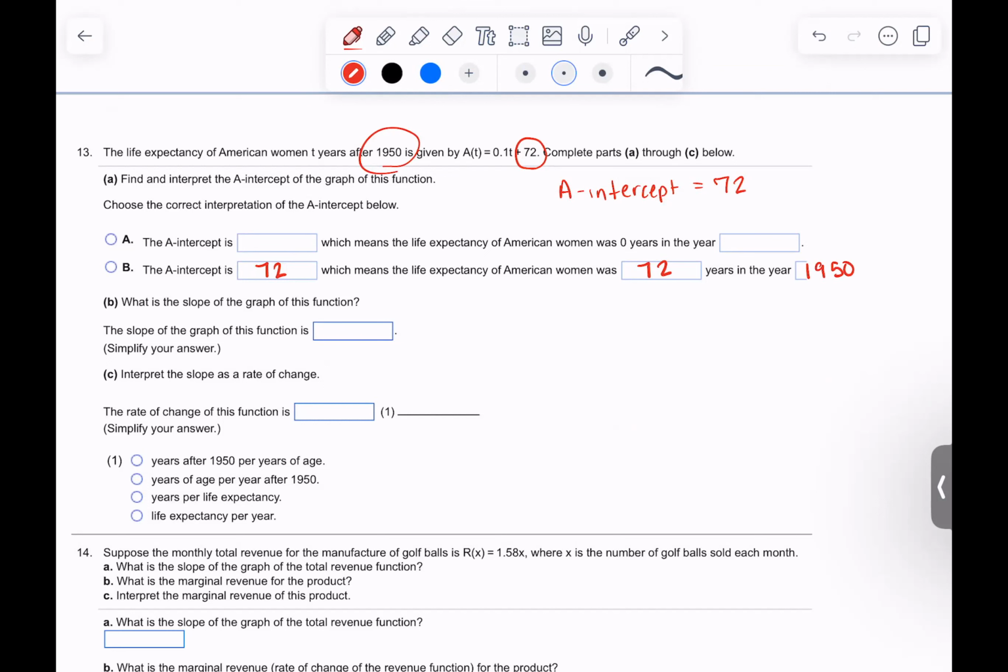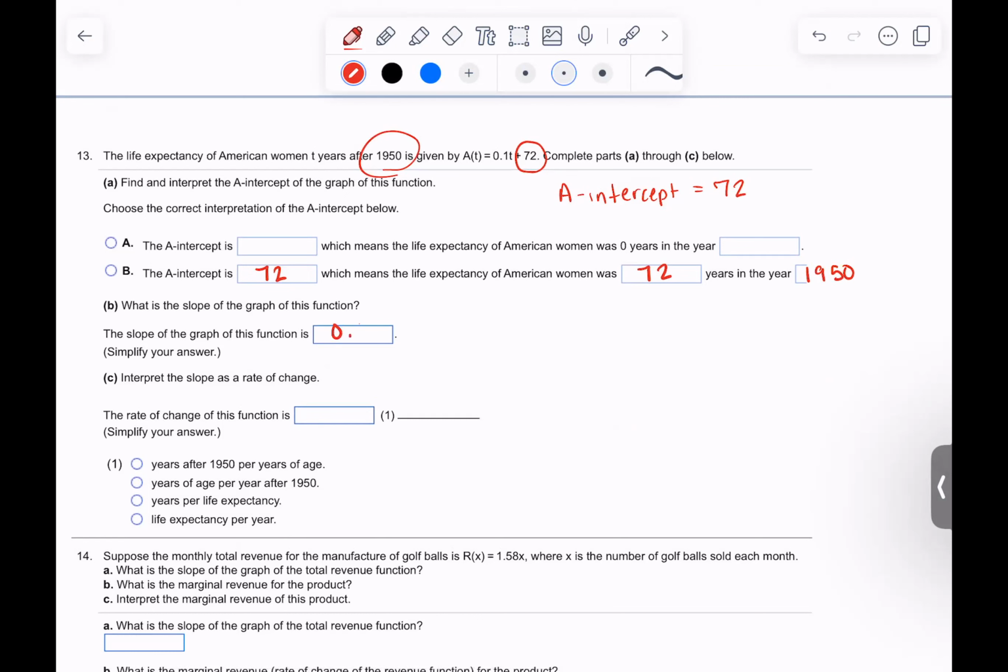Okay, what is the slope of the graph of this function? Well, the slope is the number you're multiplying times your variable. So what are we multiplying times t? We're multiplying by 0.1, so our slope is 0.1. Let's interpret this. The rate of change of this function is 0.1, and then we have to decide what our units are.